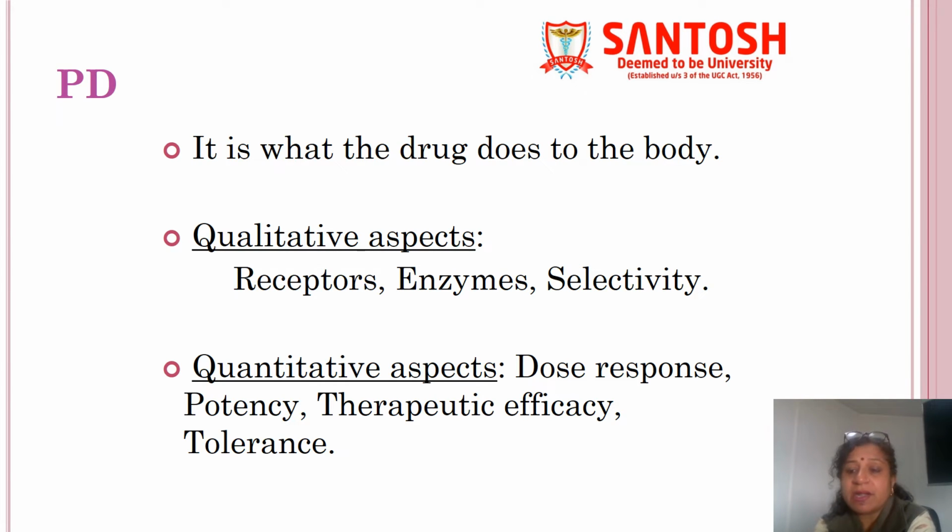When we talk about qualitative aspects, we talk about receptors. There are different types of receptors in our body. Each and every cell has certain specific types of receptors. A particular drug or a particular chemical comes and binds with those receptors and makes a drug receptor complex. In practical terms, if we want any drug to produce its effect, there has to be a formation of a drug receptor complex.